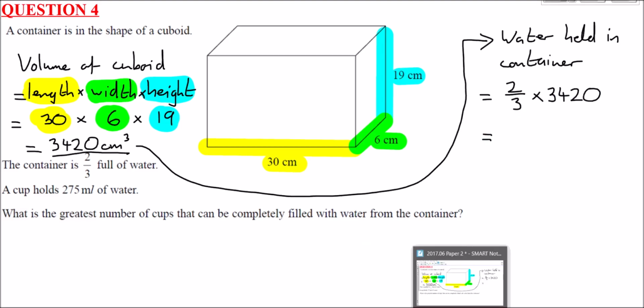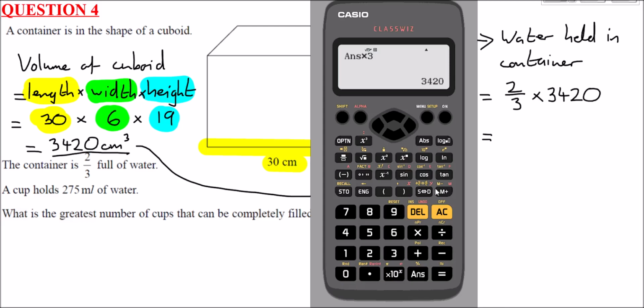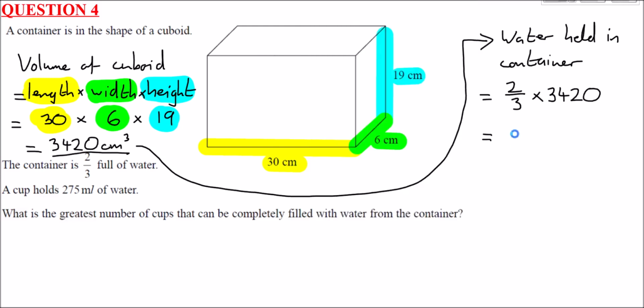So bring the calculator up, and then we're going to multiply this answer we had here, 3,420, by 2/3. We want 2/3 of that volume, which gives us 2,280. So our 2/3 volume is 2,280 cubic centimetres.